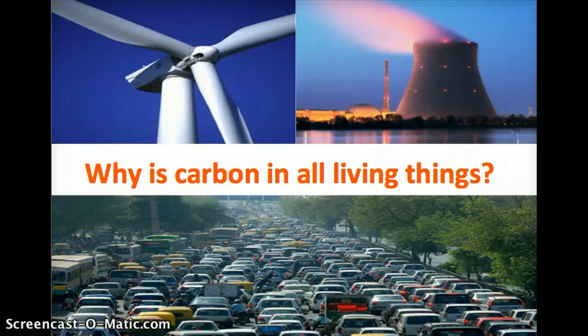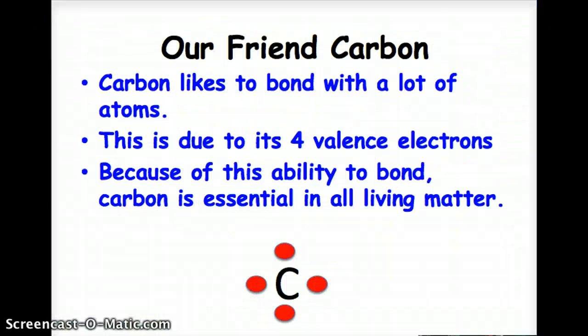Why is carbon in all living things, going into the chemistry? And it all has to do with valence electrons. We've learned about this in the past. Valence electrons are the electrons in an atom that are found in the outermost area of an atom.